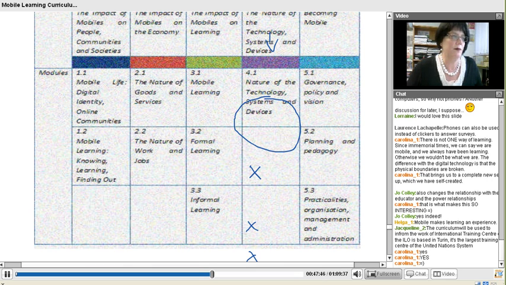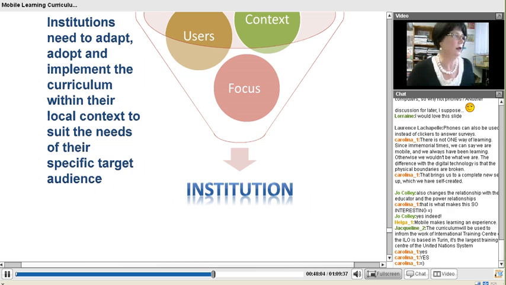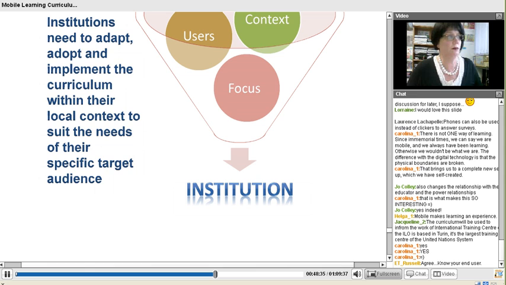Becoming mobile is changing a school or an environment that is mobile unfriendly into a mobile friendly environment, which basically covers your governance, policy, vision, planning and pedagogy, practice in the administration, etc. So institutions basically need to adopt and implement the curriculum by looking at their local needs. We cannot go and design a mobile learning curriculum for everyone, but at least there is a framework which you can take to pull out and see what is relevant where. So, considering your own users, your own context, and your own focus, you need to institutionalize or adapt this curriculum framework to suit you.